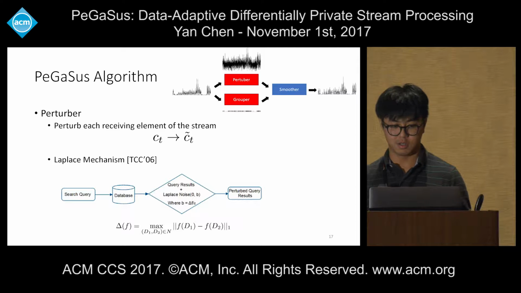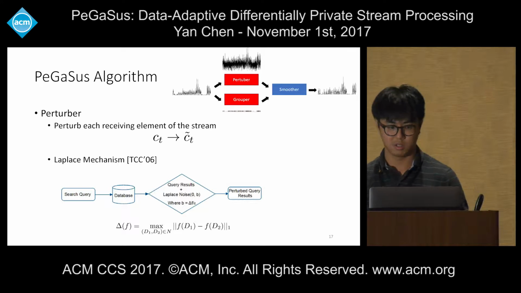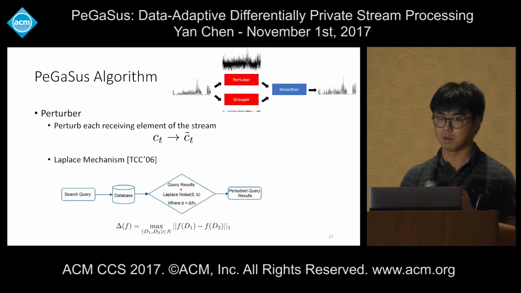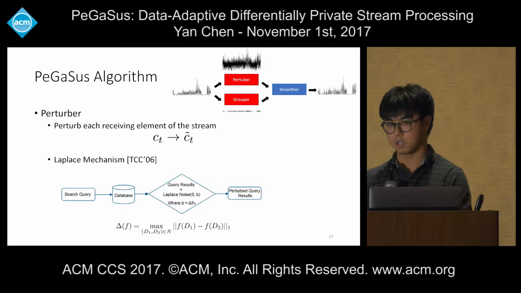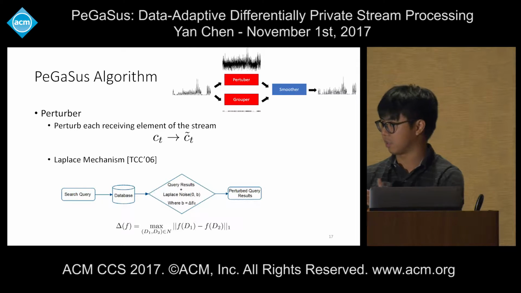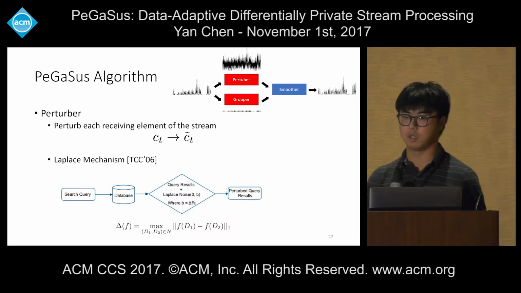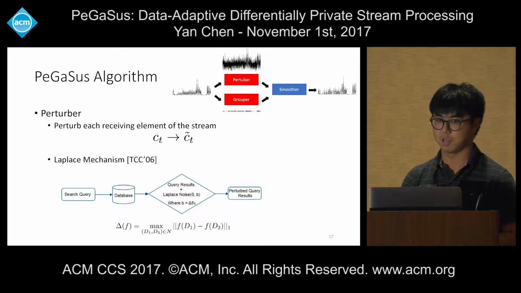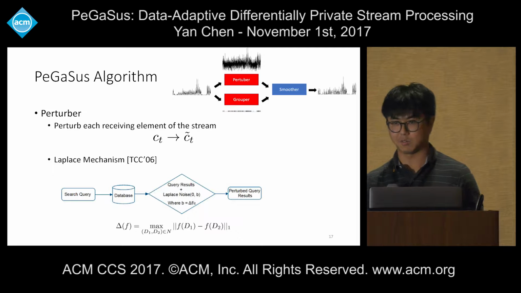For the perturber, it does a very simple thing. It perturbs each incoming element. So here we directly apply the most basic Laplace mechanism. The Laplace mechanism perturbs the output of any function by adding Laplace noise with a parameter equal to delta f over epsilon. The delta f is called the global sensitivity of the function, which is defined to be the maximum L1 distance between the function outputs on any two neighboring data sets. And the Laplace mechanism has been proved to satisfy differential privacy.